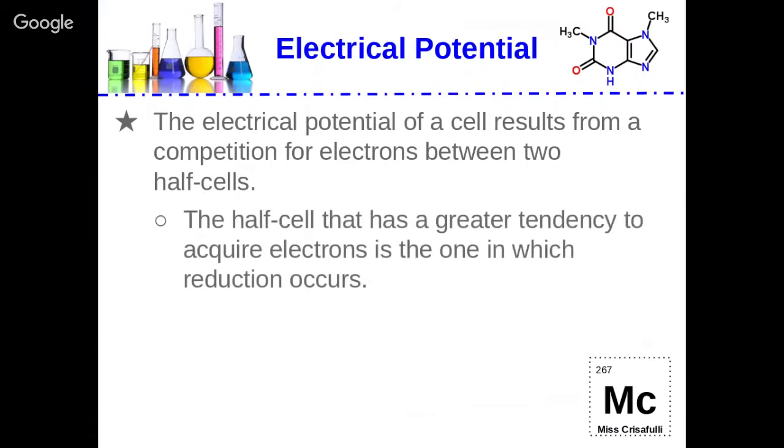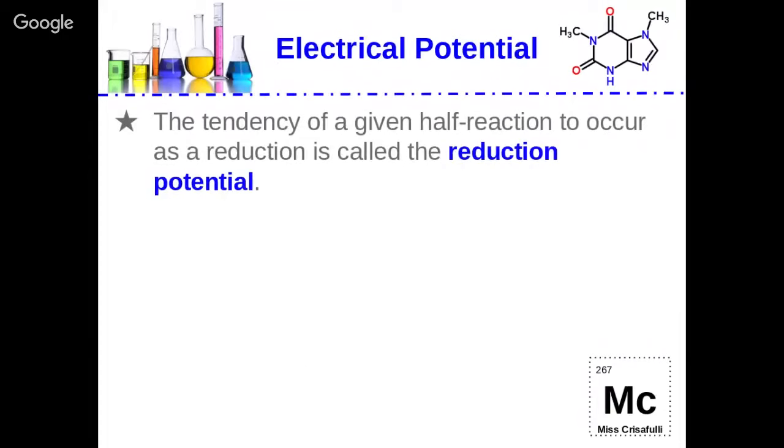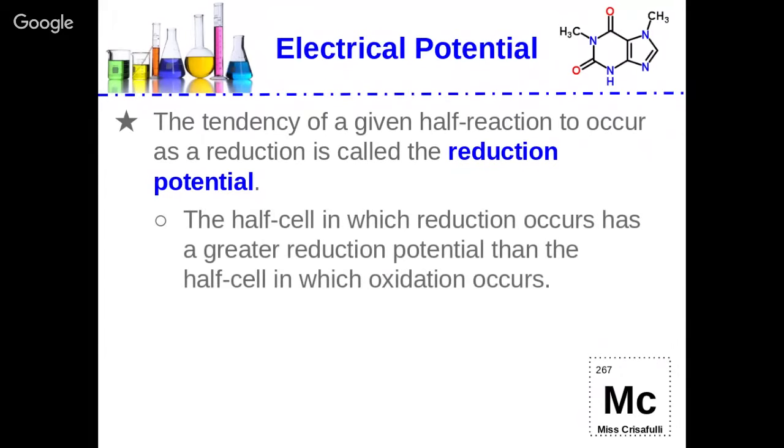The half cell that has the greater tendency to acquire electrons is the one in which reduction occurs. And that should make sense because we define reduction as when an element gains electrons. Oxidation is going to occur in the other half cell. The tendency of a given half cell to occur as a reduction is called the reduction potential. The half cell in which reduction occurs has a greater reduction potential than the half cell in which oxidation occurs.